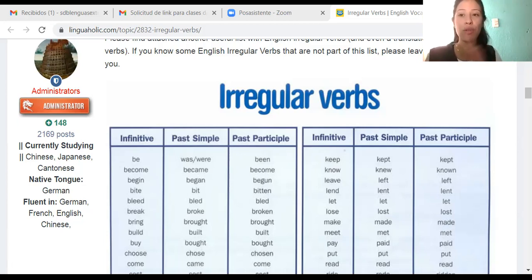Si no ponen un question mark at the end, it's not a question, it is a statement. So if a statement is written in that way, it's incorrect. Si va a ser pregunta, por favor, siempre el question mark at the end. If not, it is incorrect.